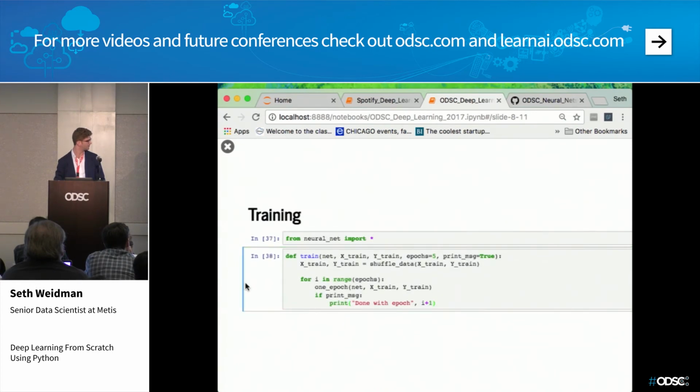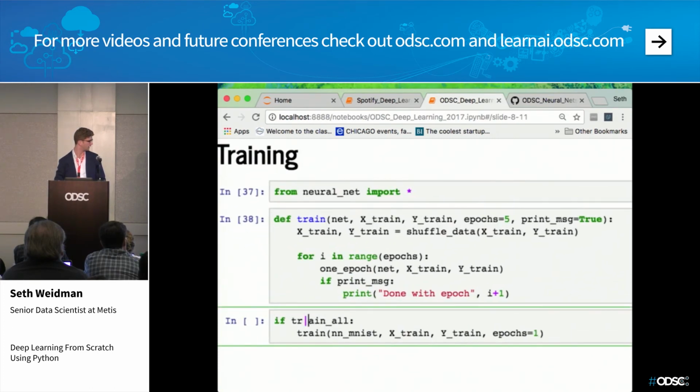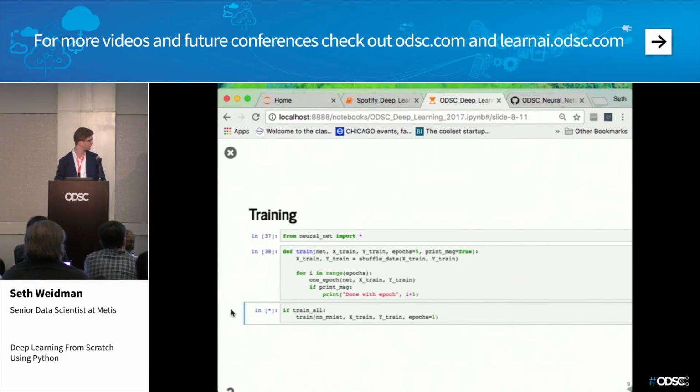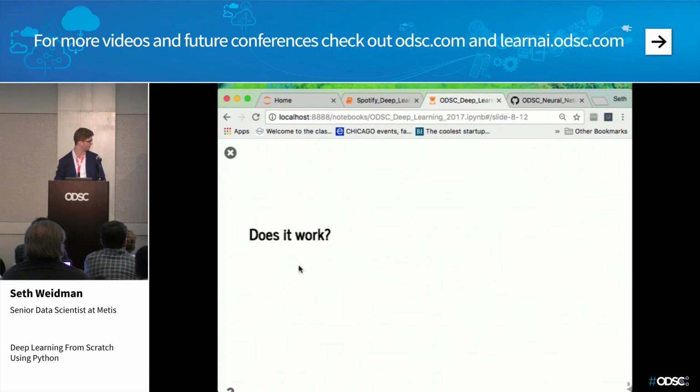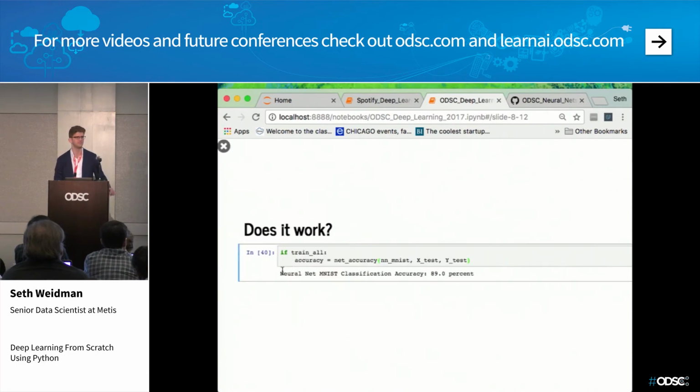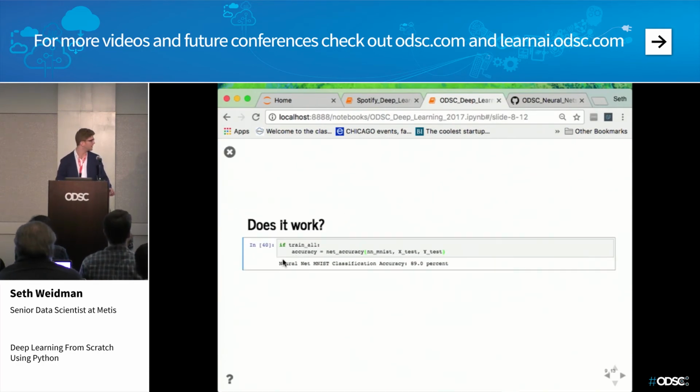And then to train it, there are some helper functions here. Let's train that for 1 epoch. I think we can move on while it trains. Does it work? What we'll see is the accuracy is the same as last time. I think the accuracy should be about 90% just for training this for 1 epoch. Okay, what is it? 89%. Cool.